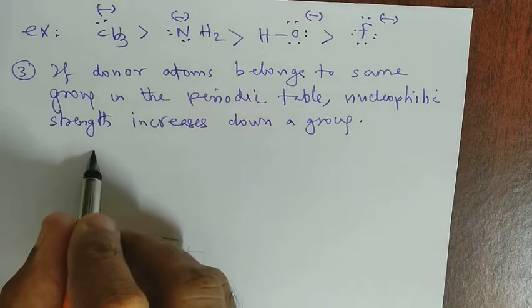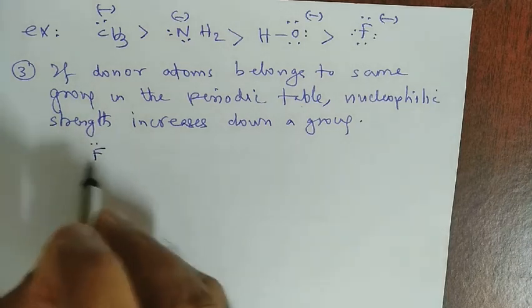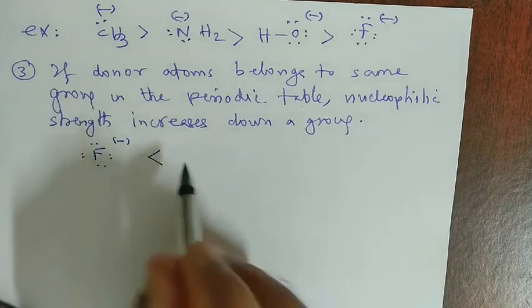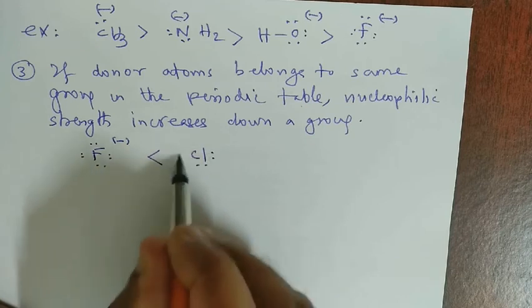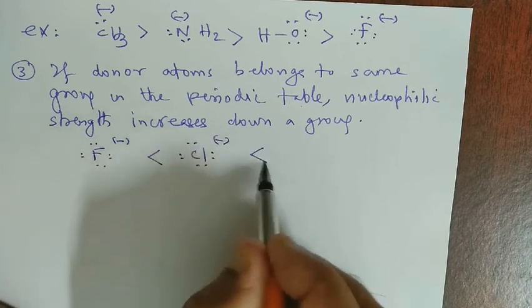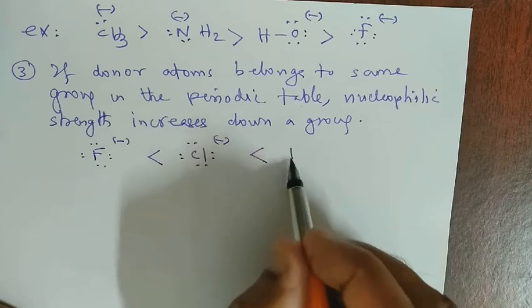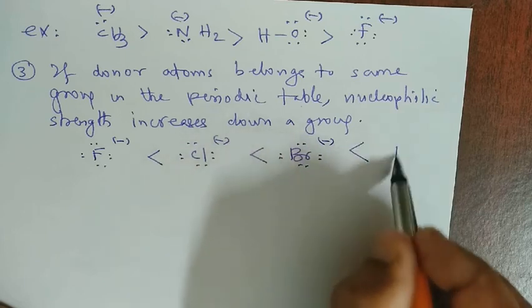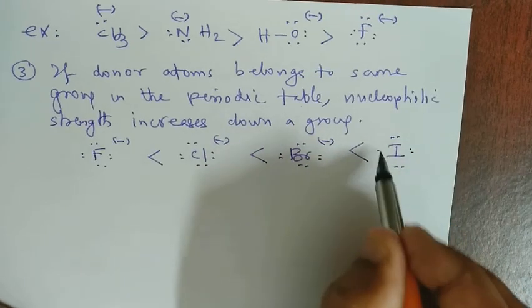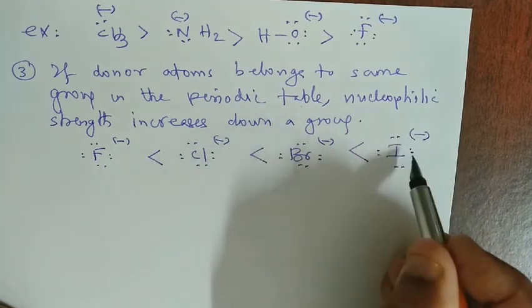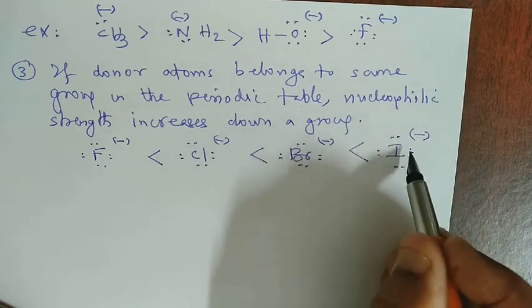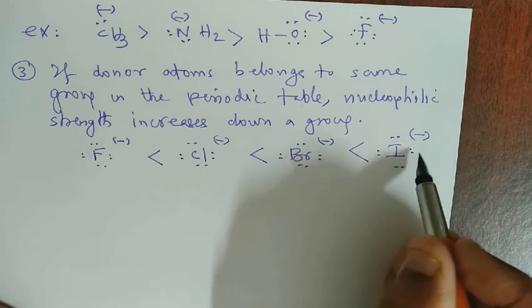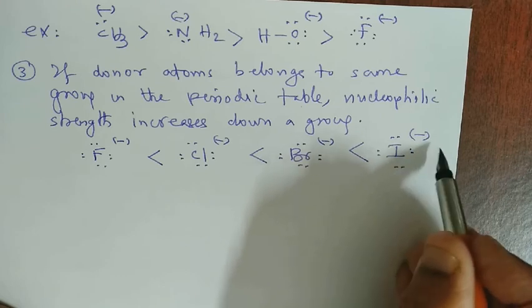As an example, among halide ions, iodide ion is the strongest nucleophile, followed by bromide, followed by chloride, and fluoride is the weakest nucleophile. Iodide ion is largest in size, hence its valence electrons are less firmly held by the nucleus. Therefore, lone pair electrons can be easily donated.